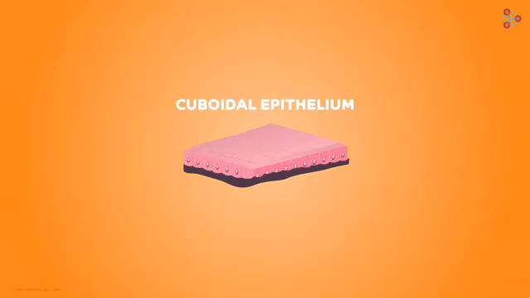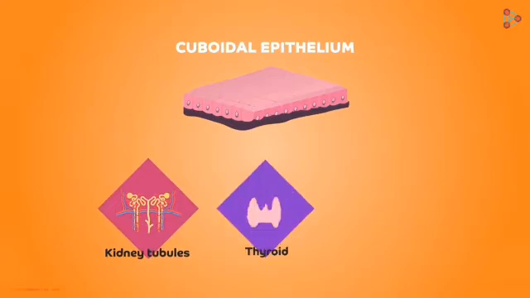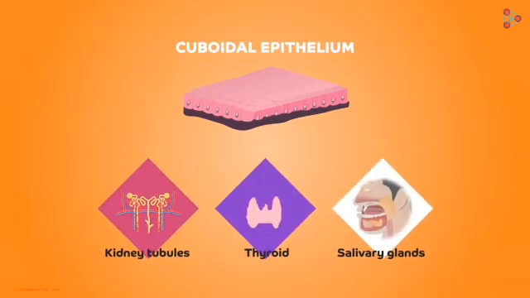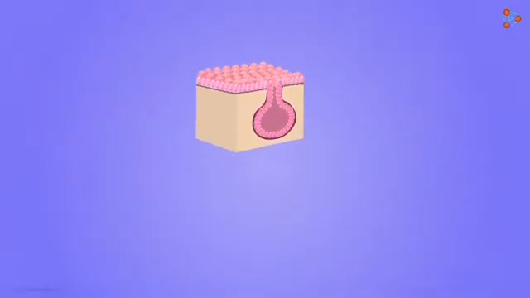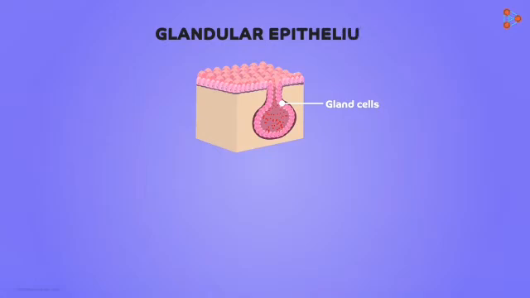From the name itself, cuboidal, the cells are mainly cube-like in shape. They are located at the kidney tubules, the thyroid gland and the salivary glands. Now, here in the diagram we can observe that the cells have formed an inner groove-like structure, and from that bag which has been created, some sort of secretion is coming outside. So some sort of juice is coming outside. The cells which are releasing such juice are known as gland cells, and such kind of epithelium is said to be a glandular epithelium.